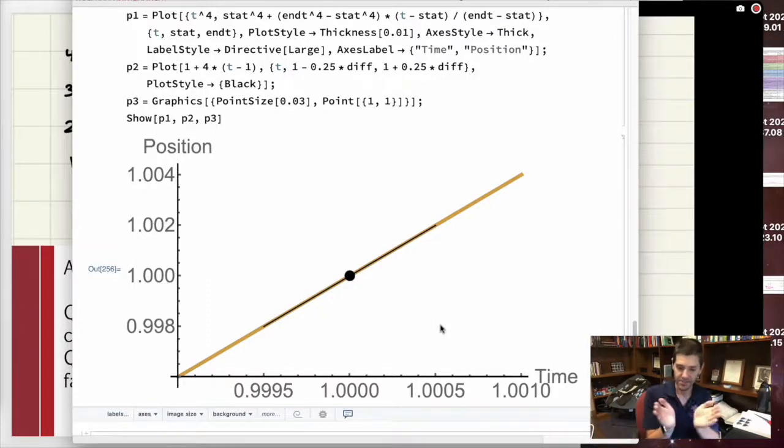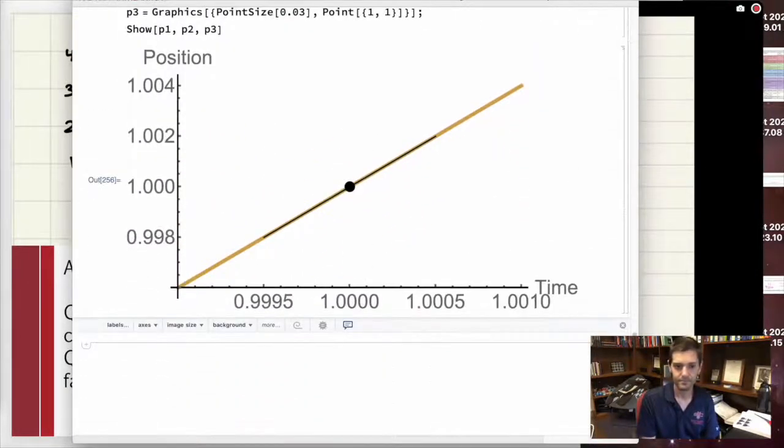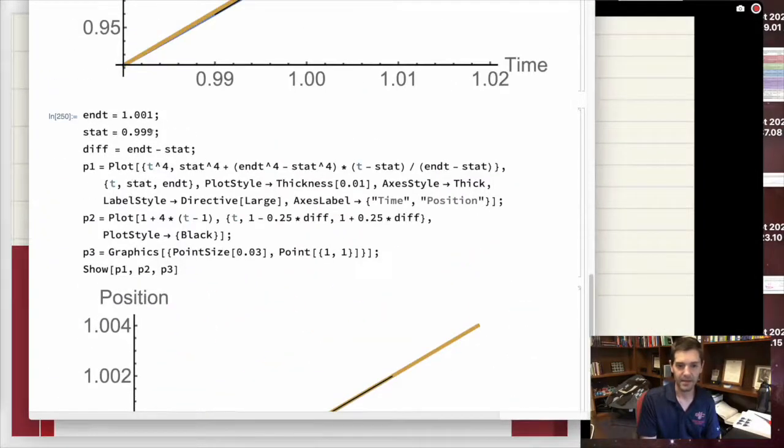As a result, I've zoomed in on the plot around a particular point, and notice that as we zoomed in, we eventually reached a regime where the approximation that we were making, the gold curve, was perfectly representing what my actual motion was doing. Do I go more? Oh, I don't go more. Now, in this case, I went from 0.999 to 1.001.